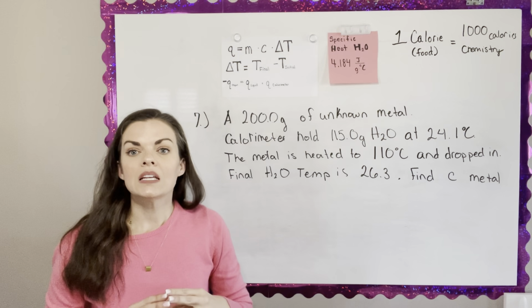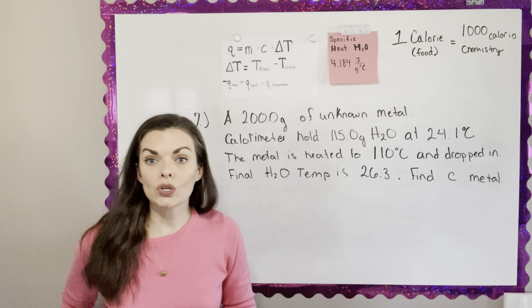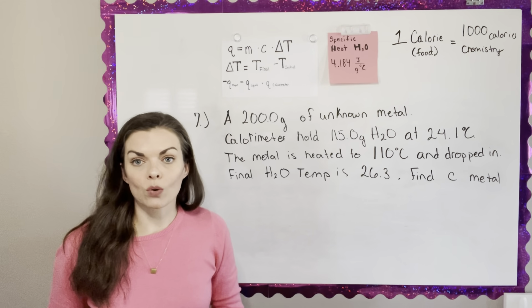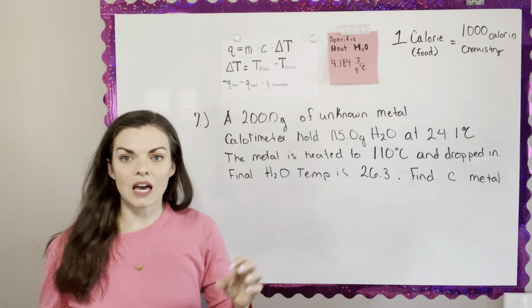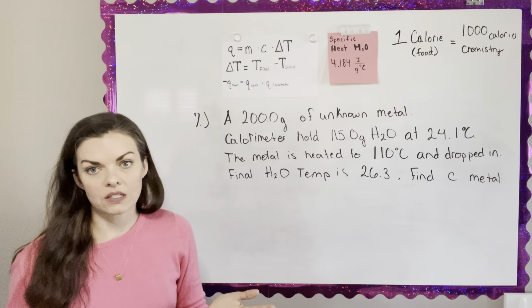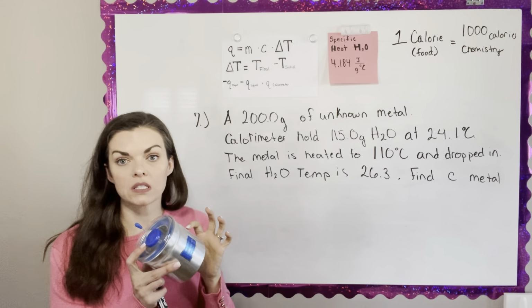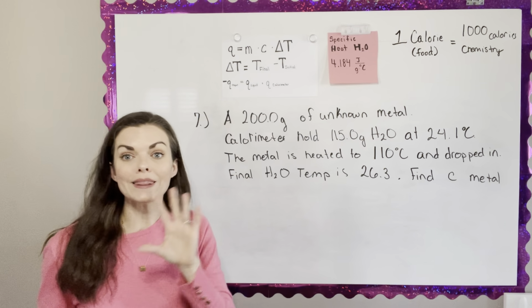We can then put it into Q equals MC delta T. Now, a lot of times in these equations, they're going to tell you to ignore the calorimeter part, which means we're going to assume our calorimeter is not absorbing any of the heat that is happening. Now, odds are you are actually absorbing some heat into the calorimeter, but it just makes the math a lot easier.